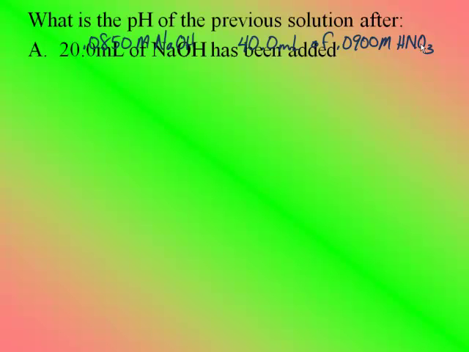Well, I know that my equivalence point will occur after 42 milliliters have been added. So this is well before my equivalence point. And again, I know that because of my previous slide where I calculated the volume at the equivalence point. So, what is the pH of the previous solution after 20 milliliters of sodium hydroxide have been added?